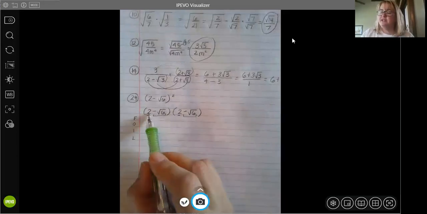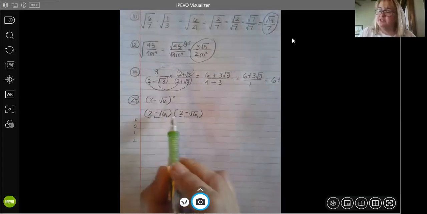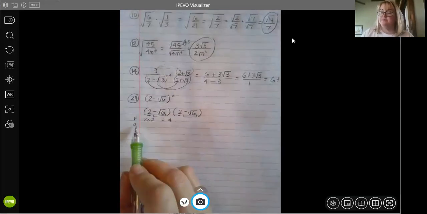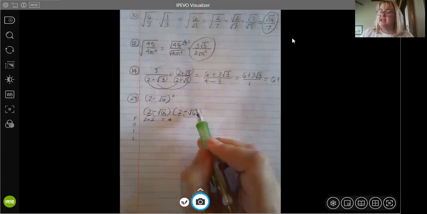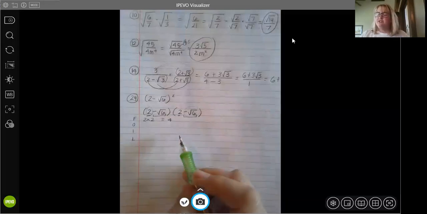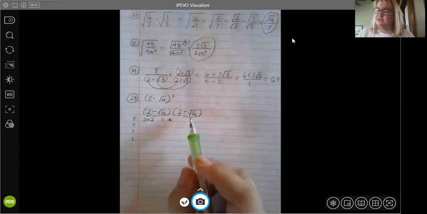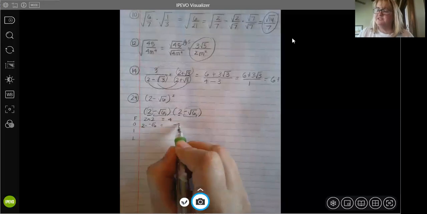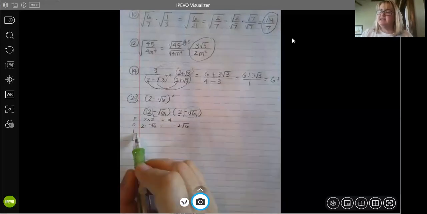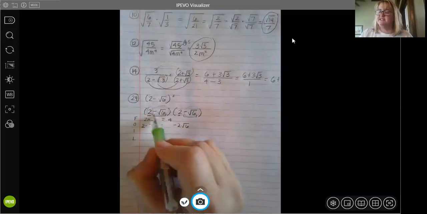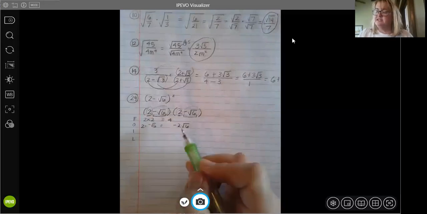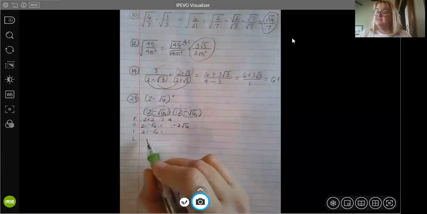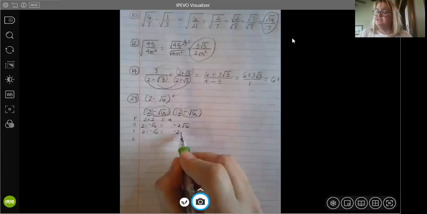F stands for the first terms. In this binomial, the first term is 2, so we're going to do 2 times 2, which is 4. O stands for the outer terms. 2 is an outer term, and negative square root of 6. So 2 times the negative square root of 6 is negative 2 times the square root of 6. Okay? The I is the inner. We've got the negative square root of 6 times 2, which is the same thing as 2 times the negative square root of 6, and that is negative 2 times the square root of 6.